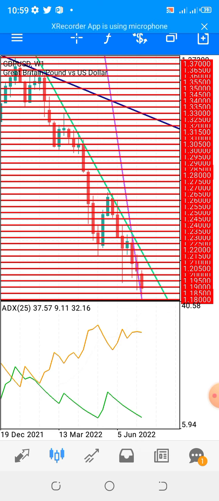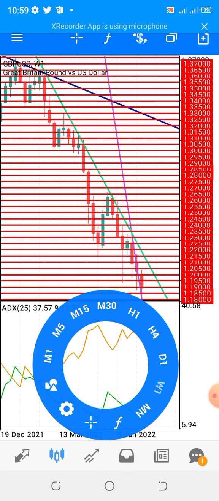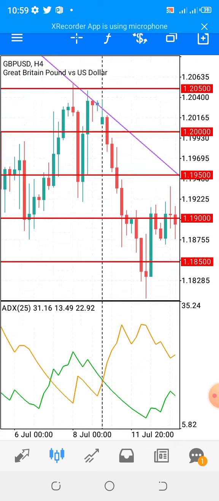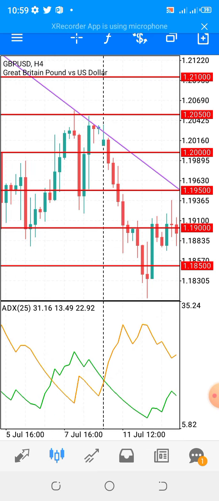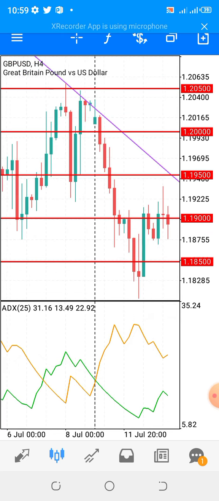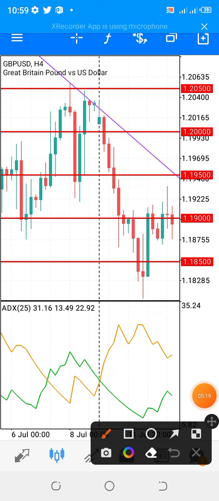Now let me show you where I took the trade. I moved back to the 4-hour time frame. Do you understand? Now, after moving, this was where the price came back to the 4-hour time frame, this point, and this is where I took my sell trade.